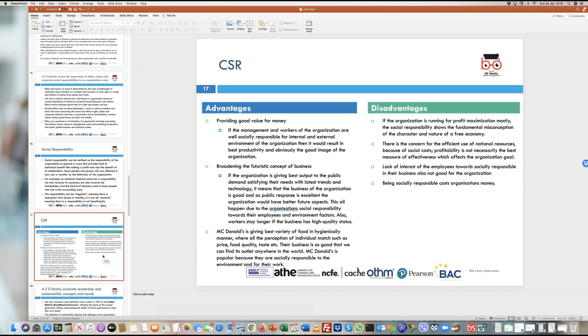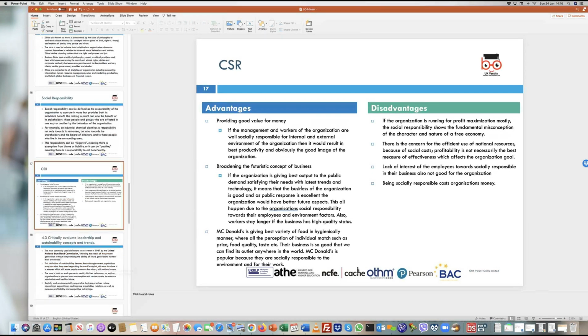Now, in general, when we talk about the importance of ethics, values, and CSR, in this particular task, what you're going to look at is, because it says critically review, we have to talk about the advantages, disadvantages, pros and cons, or benefits, in order to clarify and cover this point. So there are lots of advantages and disadvantages when you look at CSR. Some of the ones I've classified in a table here.